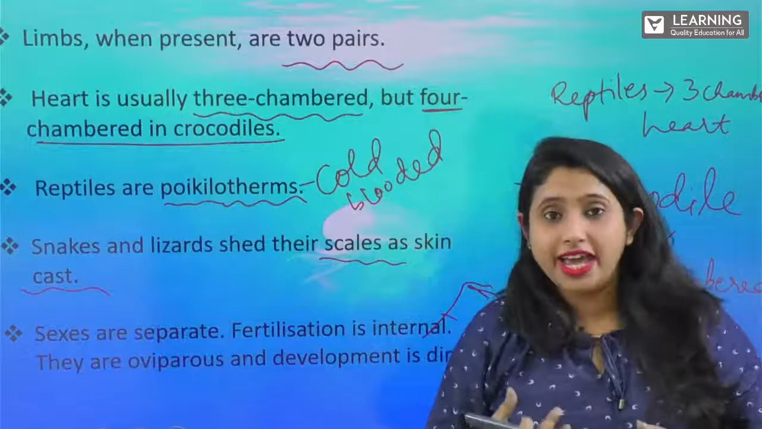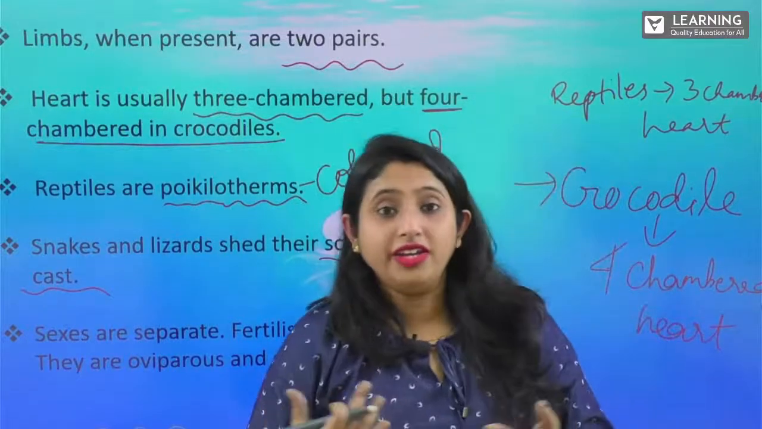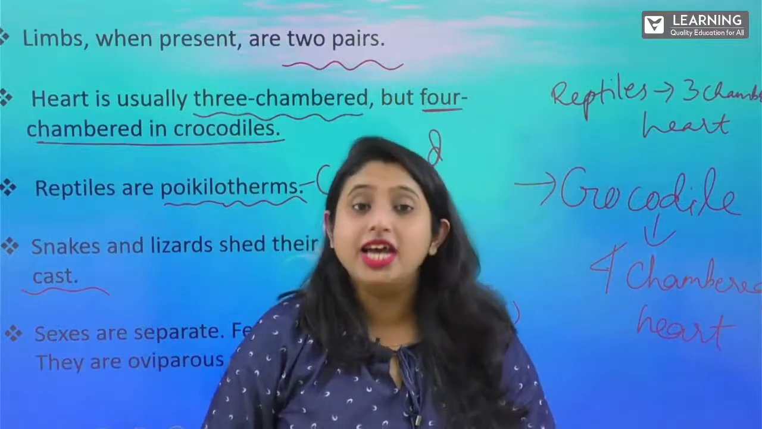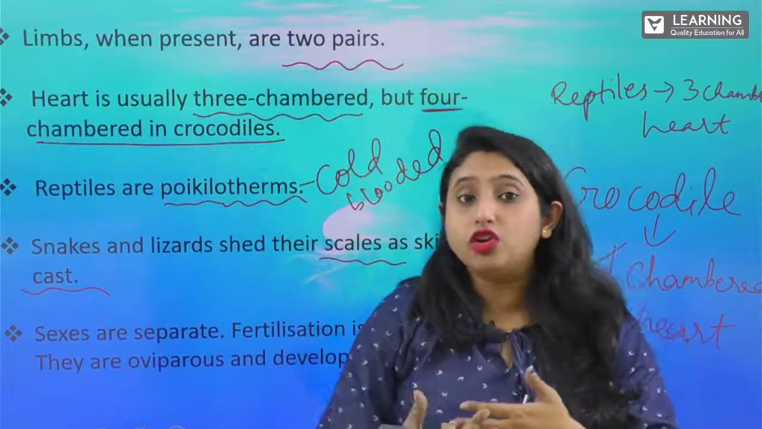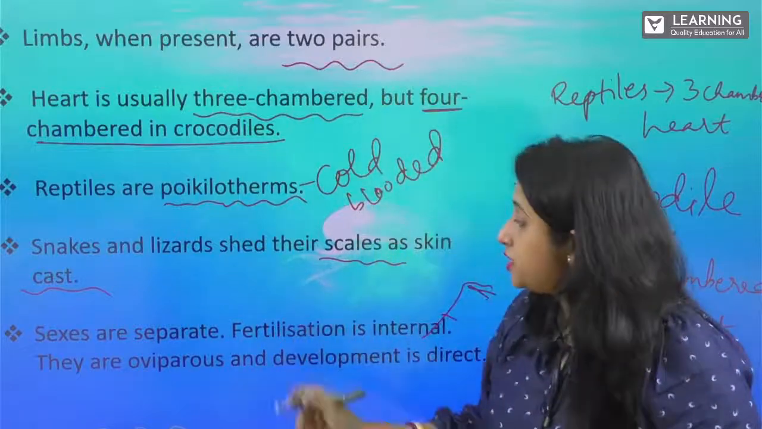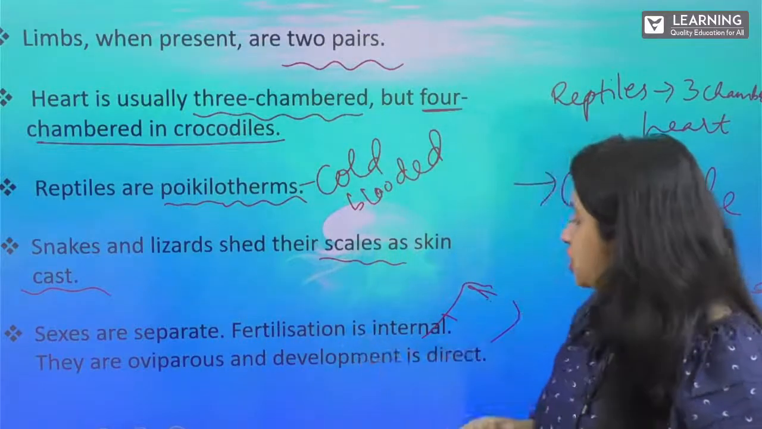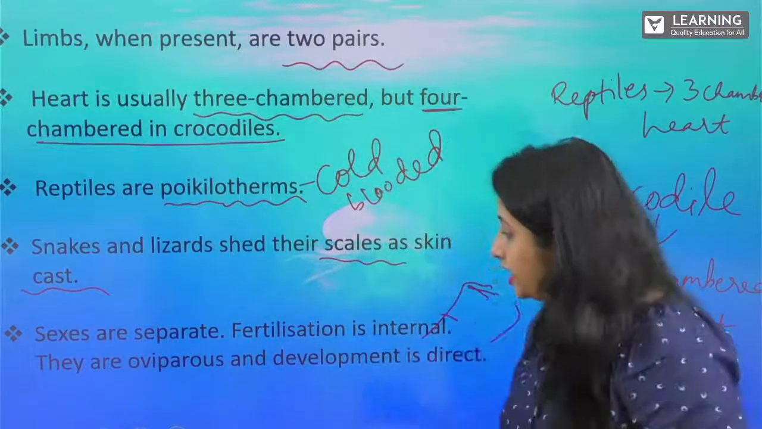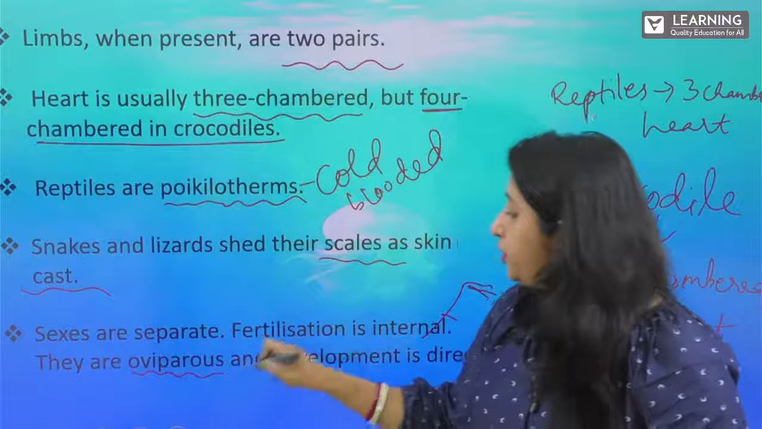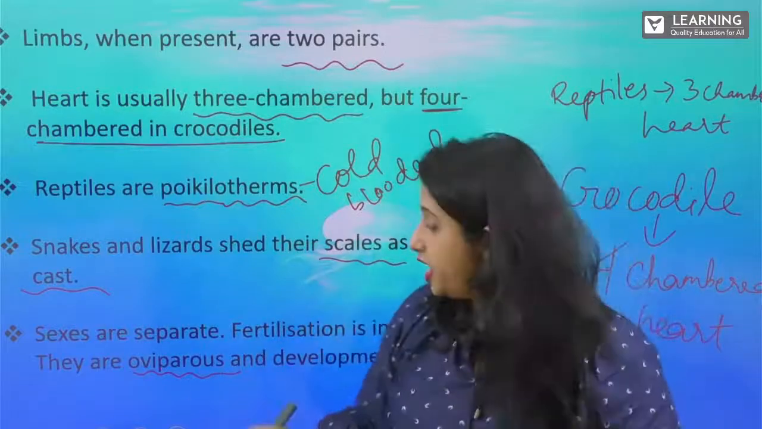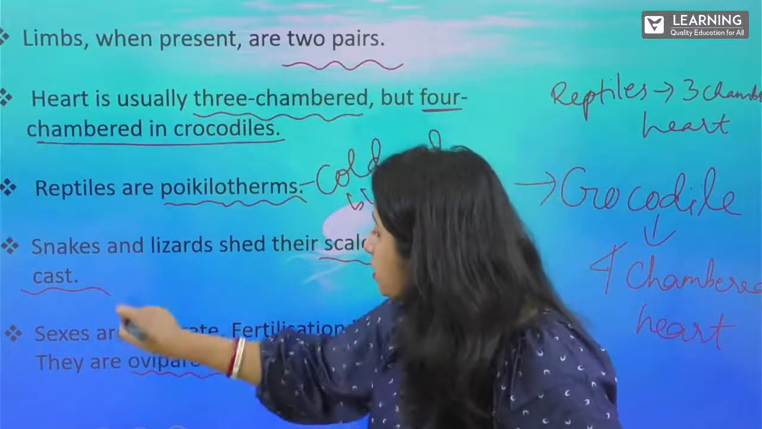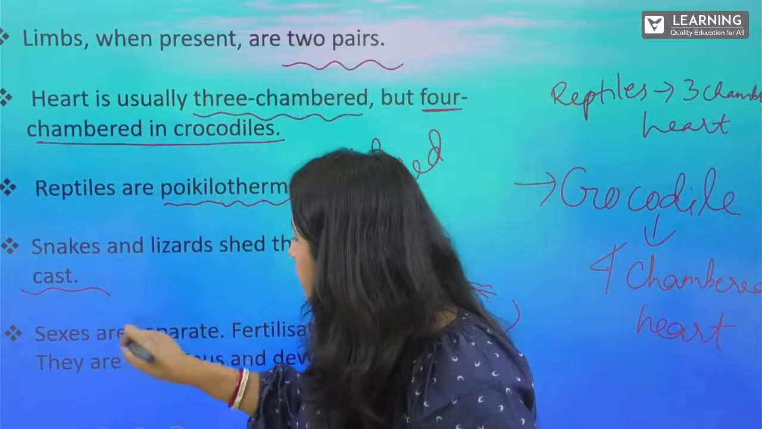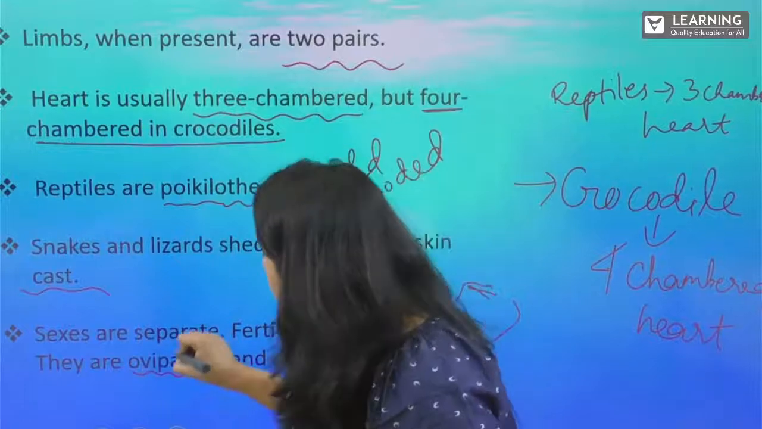You have seen that snakes, they will be casting their skins, isn't it? They will be losing their skins. Why do they lose their skins? They will be shedding their skins in order to grow and develop. Sexes are separate and fertilization is internal. So in case of them, the fertilization is internal and they are oviparous. Oviparous means they are laying eggs outside the body, not inside. Okay, so they are laying the eggs outside the body.